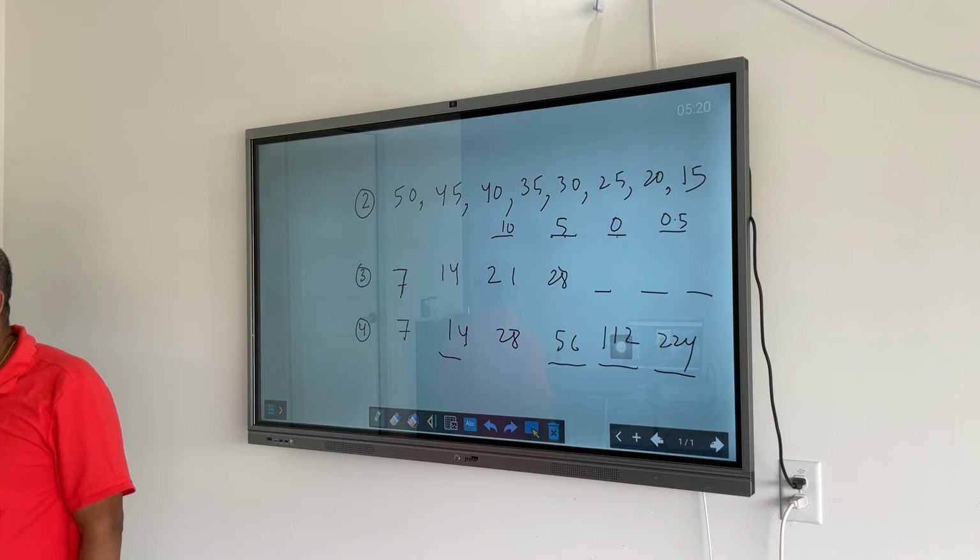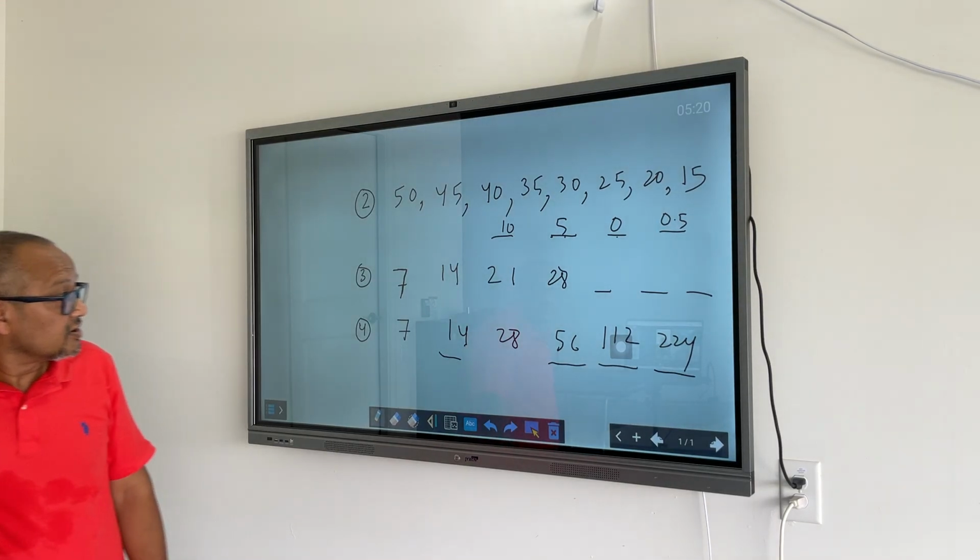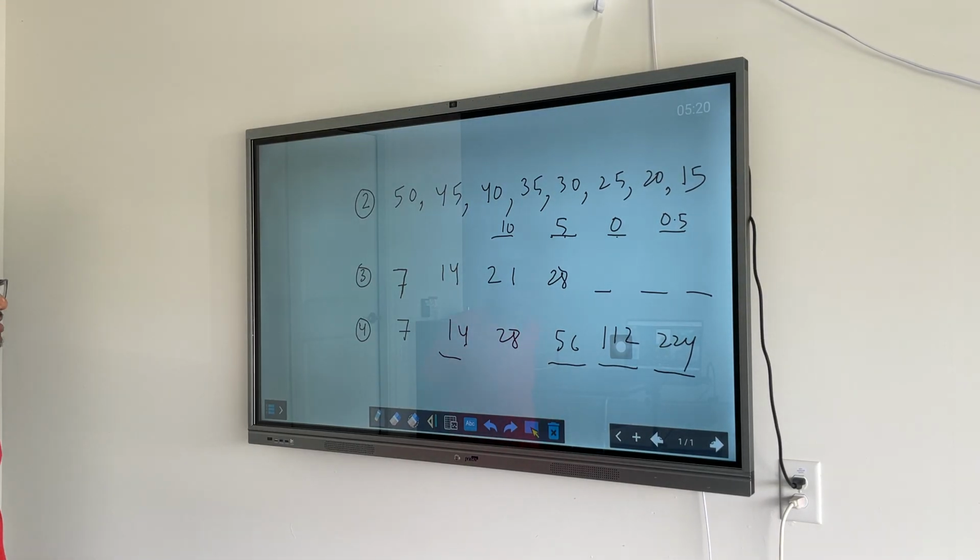Samantha: For the first one, the pattern is decreasing by 5. And the numbers after 15 are 10, 5, 0, and negative 5. And then for the second one, the pattern is plus 7. And the numbers after 28 are 35, 42, and 49.